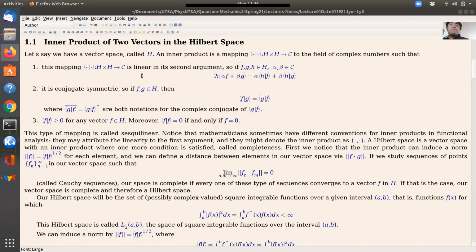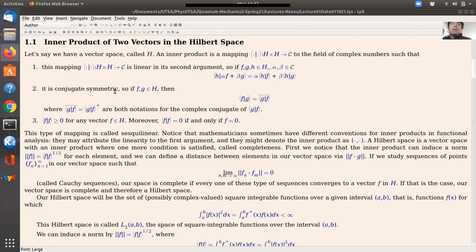The first property is that this mapping is linear in the second argument. So let's say you have elements f, g, h from the space H, and then you have two complex constants, alpha and beta. Because we said that it's linear in the second argument, if you have h inner product with alpha f plus beta g, since the linearity is in the second argument, you can take out constants and you can split the sum, such as this.